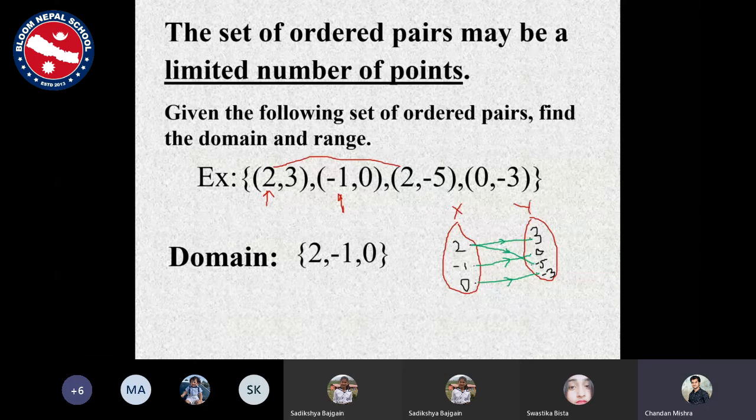Now based on this I want you to tell me what kind of relation this is. Is it 1 to 1, or is it many to 1, or 1 to many, or many to many? So what kind of relation is this? Can you write down what kind of relation this is?